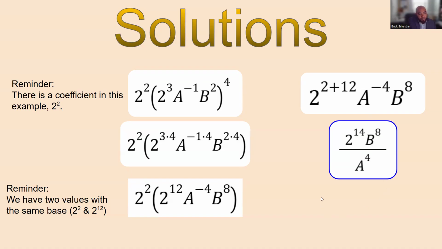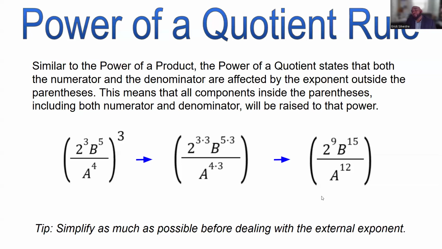All right, good job. The other rule that we have to look at, our final rule for this video, is the power of a quotient rule. This is very similar to a power of a product. The power of a quotient is basically you are doing the same thing you did previously, but you have to do it to all the values in the numerator, and you have to do it to all the values in the denominator.